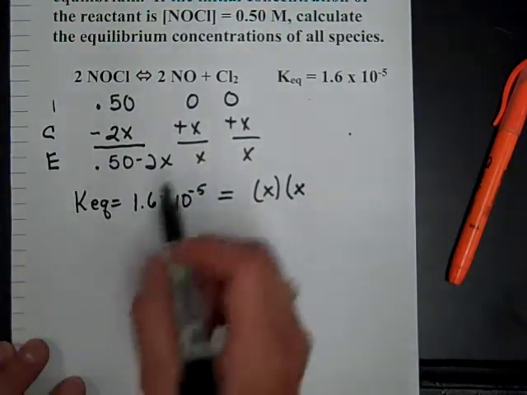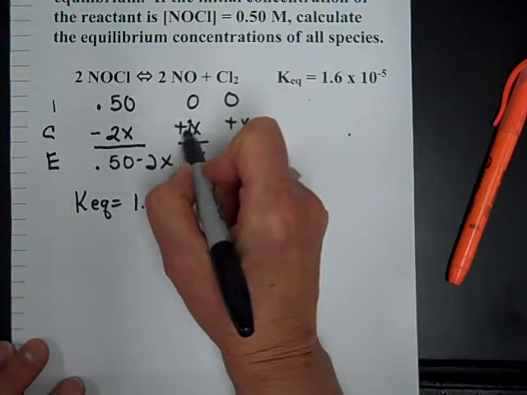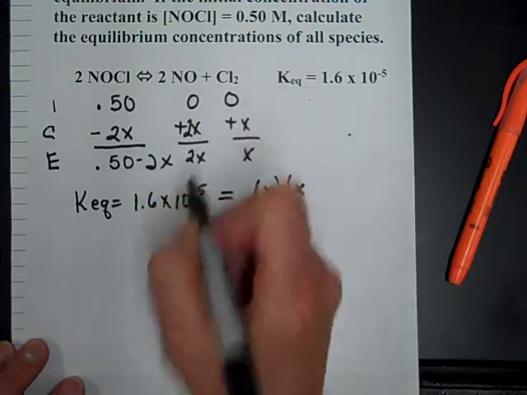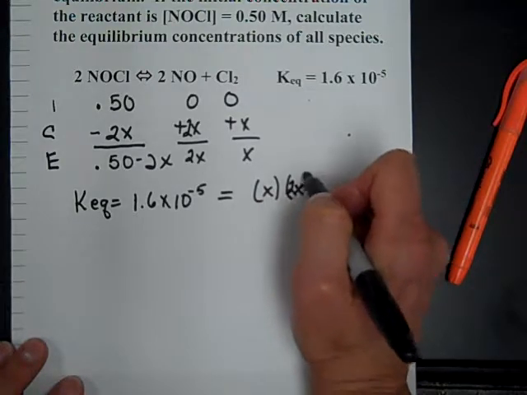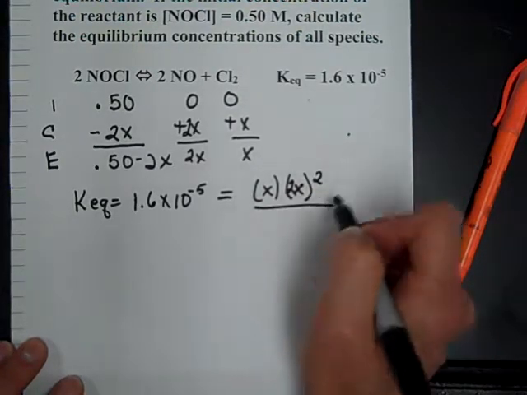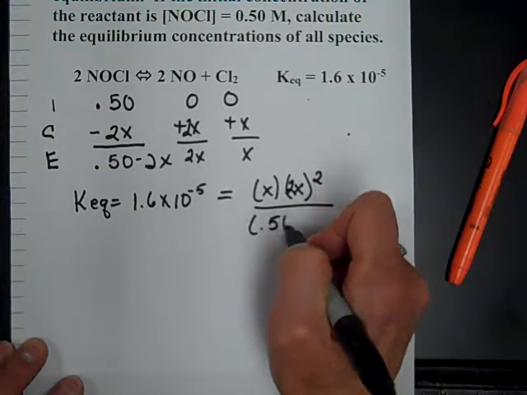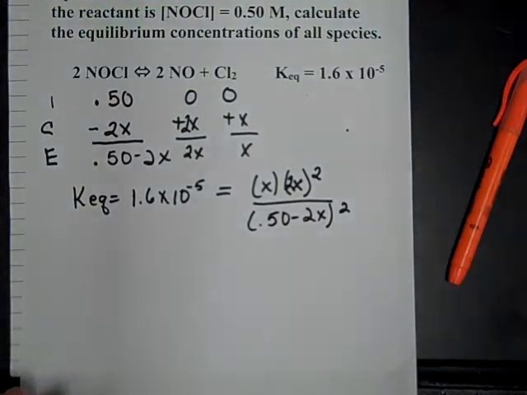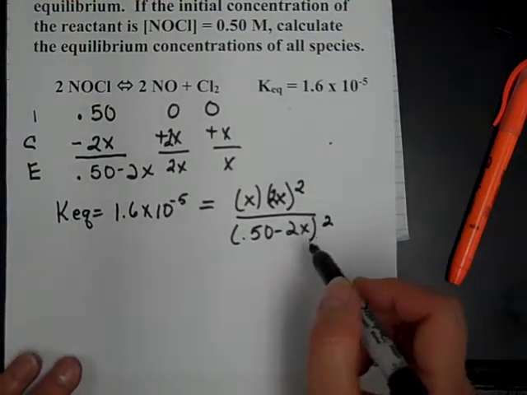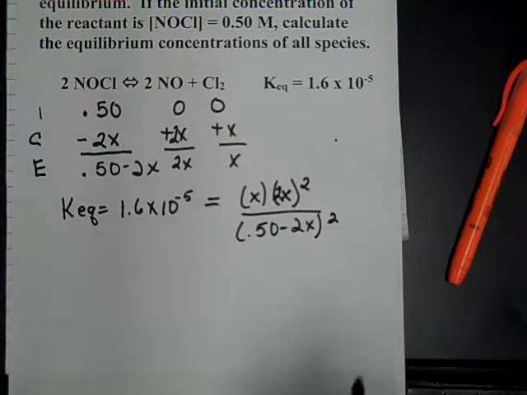Notice the coefficient here is 2, so this has to be 2x, and this has to be 2x as well. So we're going to say, I'll just put the 2 here, x squared over 0.50 minus 2x, and we have to square that as well. So if I simplify this, you'll see that I'll have 4x cubed in the numerator.